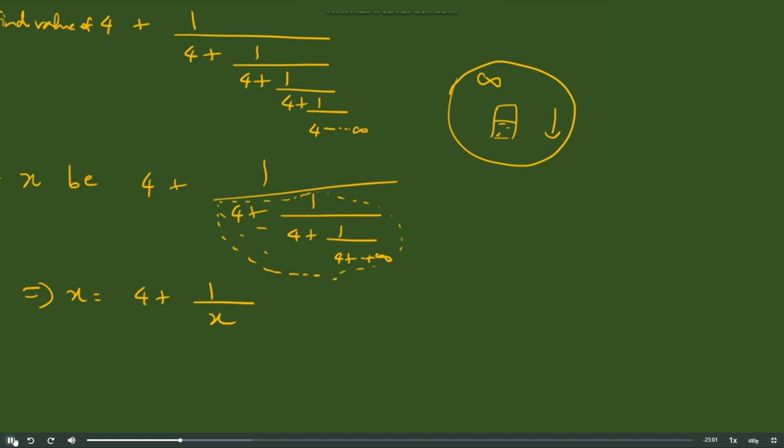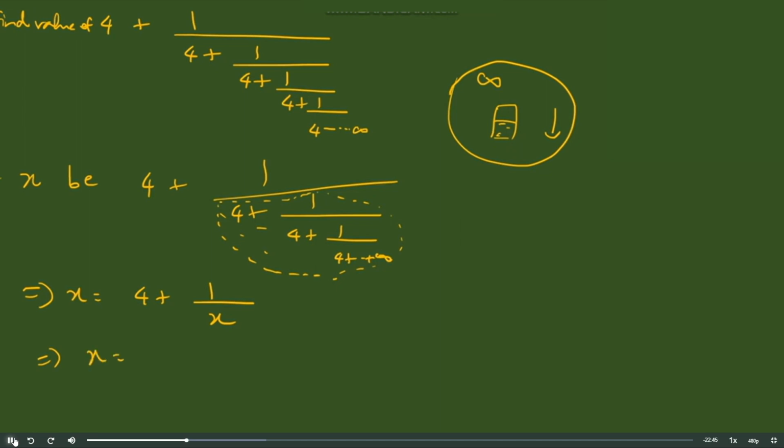Because it is after all infinity, this is just a small number. If I remove that and consider only this 4 plus 1 by, it's not going to make any difference because we have infinity. We don't have any small number. It is infinity which is there. Therefore, it is okay to ignore that and do it as 1 by x.